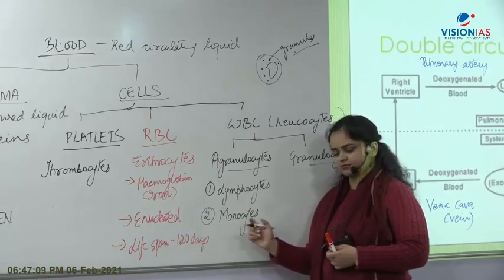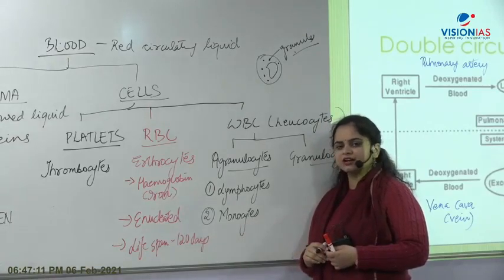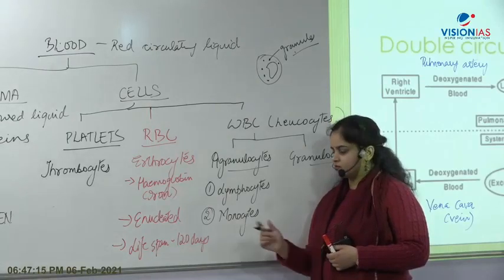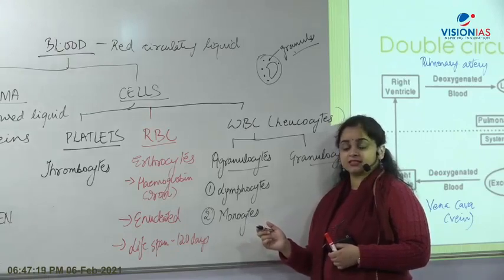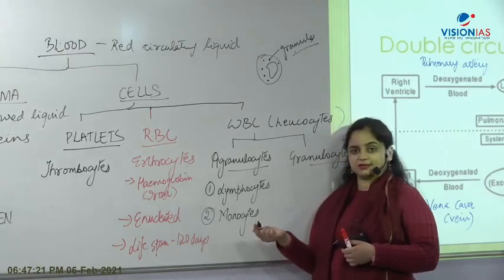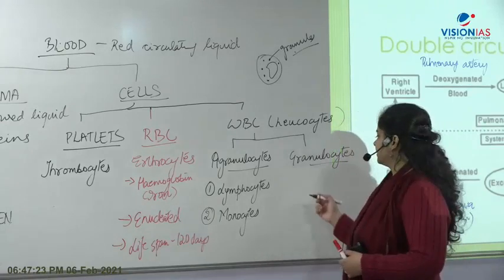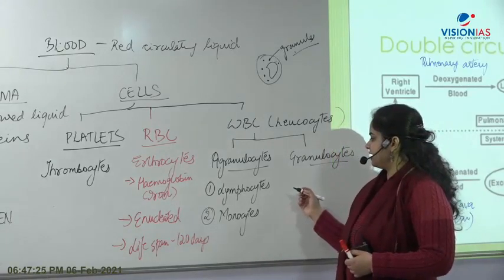Monocytes. Monocytes are involved in innate immunity, in cellular defense. Then agranulocytes.